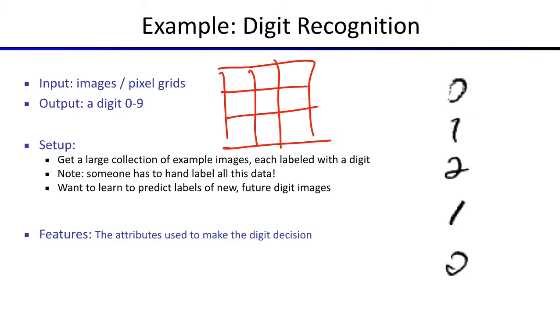I'm going to have images, and people will have annotated each of those images with the actual number that appears in the image. When I get new images coming along that look like this, I want to be able to predict from scratch what number this is. So this is a 0, this is a 1, this is a 2, this is a 1 again. And this last one, who knows? Maybe it's a 6, maybe it's a 2, maybe it's a 0.